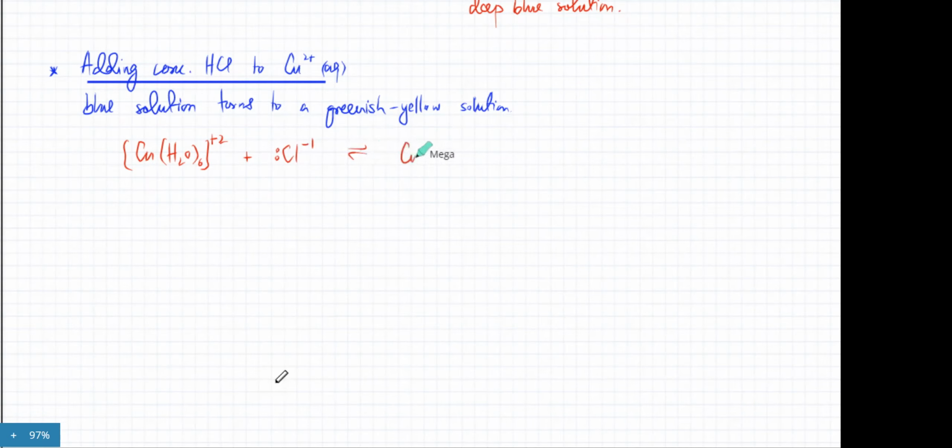And you will now have 4 Cls because they're bigger in size. They would have a charge of -2, and the 6 water molecules are going to be displaced. So there would be 4 Cl ions to balance this out. Now, this specific thing is your blue solution. Everything is aqueous here, and that's your greenish yellow solution.